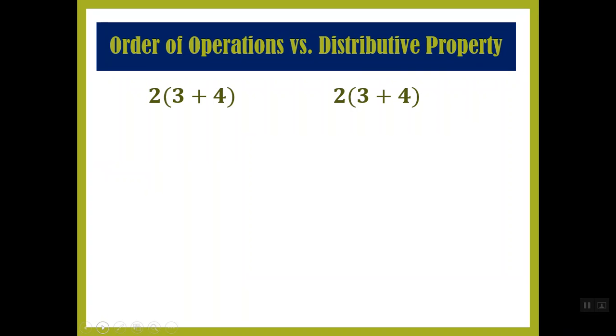If we take a look at the expression on the left, we would do order of operations by doing what's inside the parentheses first. So I would first add 3 plus 4 and get 7, and then I would multiply 2 times 7 and get 14.